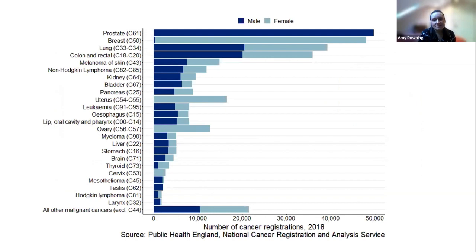Looking at the types of cancers that are diagnosed, this data comes from the National Cancer Registration Service, and they capture information on all new cancer diagnoses each year. It's really high quality and complete data. You can see, as I mentioned, the top four, so prostate, breast, lung, and colorectal. And then you can see the distributions of the other types of cancers, getting down to the very rare ones at the bottom, like testicular cancer and larynx cancer.